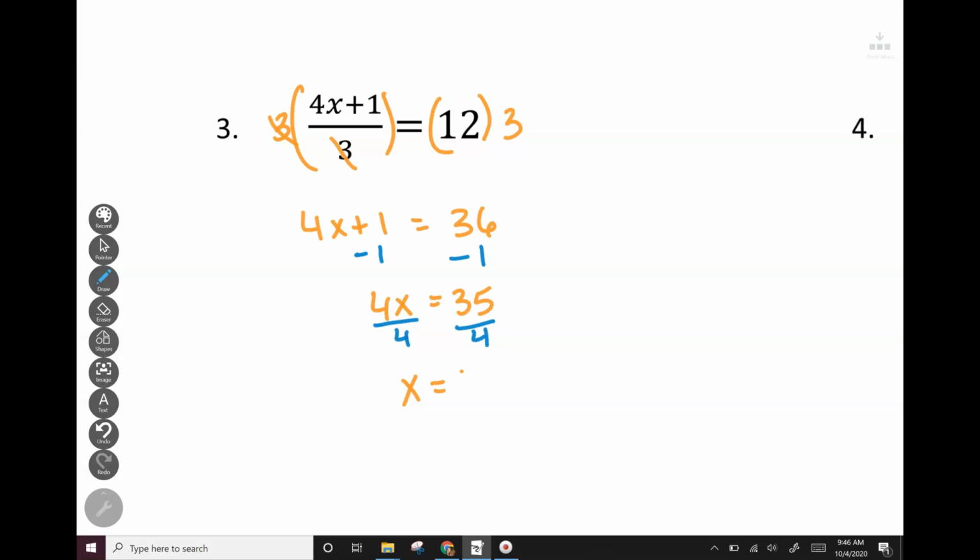So x equals 35 over 4, or 8.75. All right.